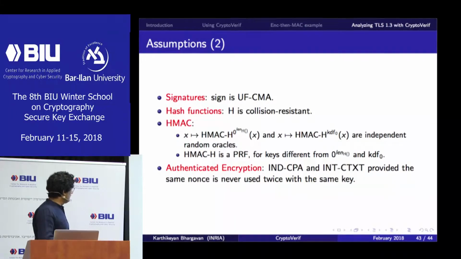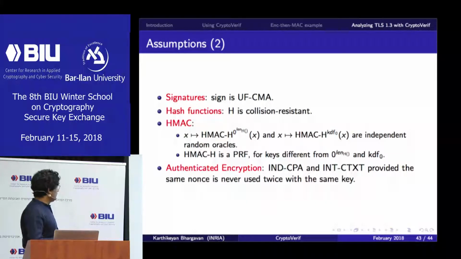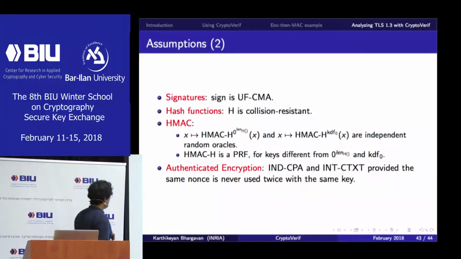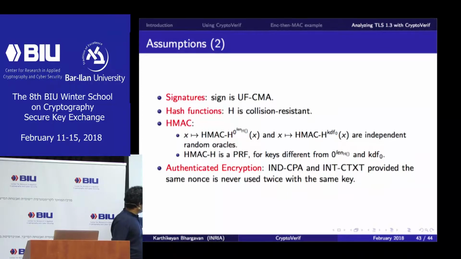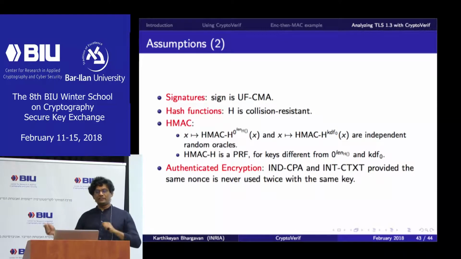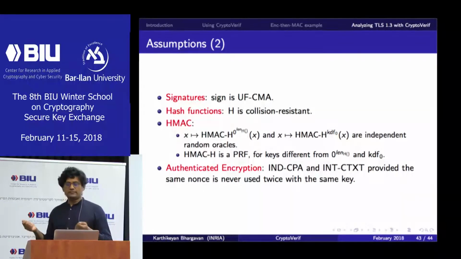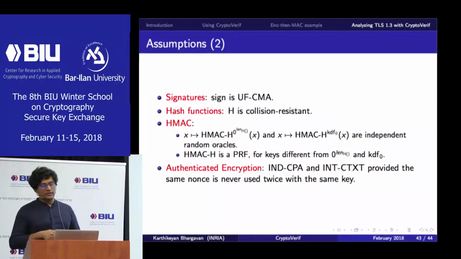For HMAC, we use the standard HMAC assumption, but also the fact that HMAC when used with 0 as the key, and HMAC when used with KDF 0 as the key, which is the KDF applied to 0, are independent random oracles. And we needed this assumption in order to disambiguate between two cases that occur in the key schedule.